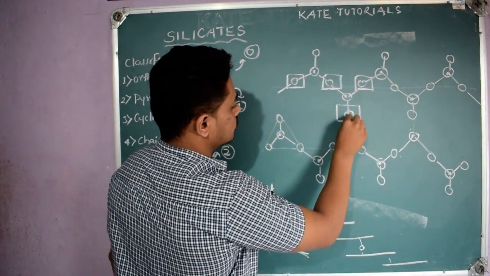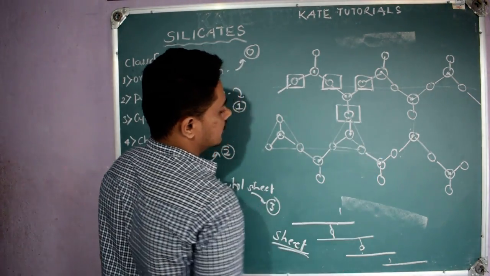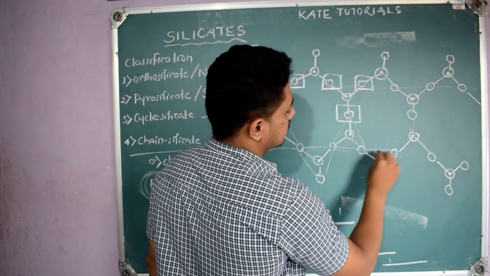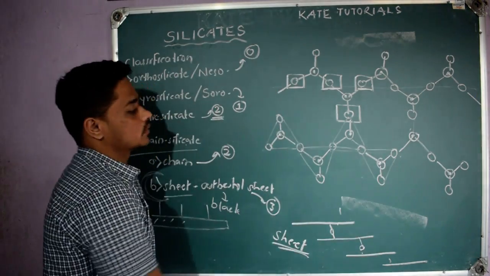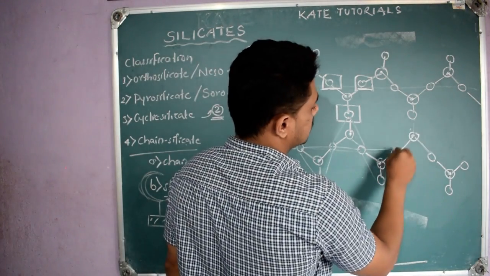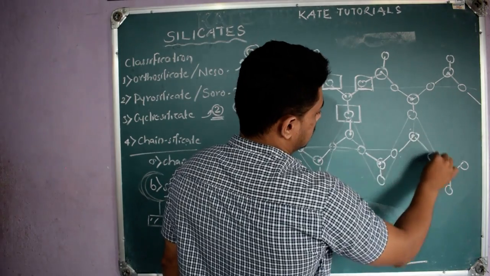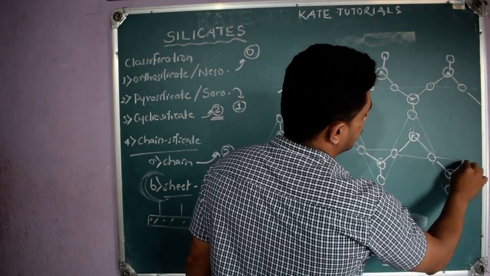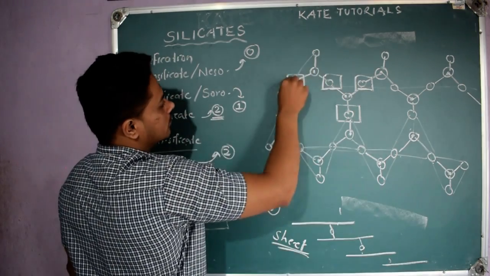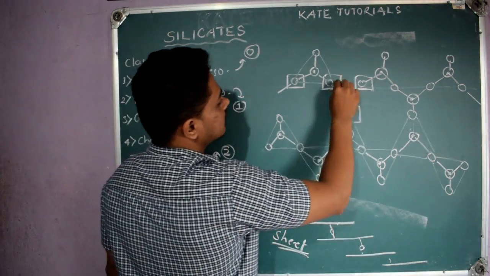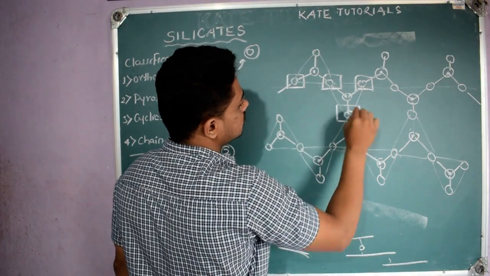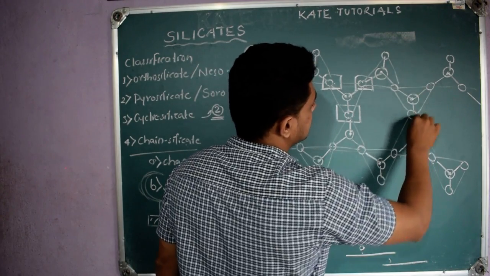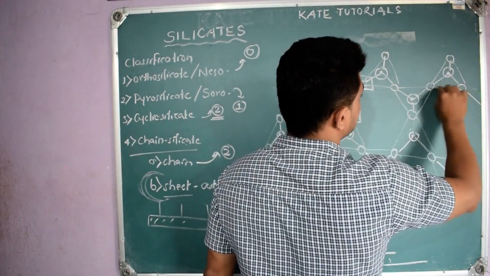These things you know, because we have studied this. So how 4 oxygen and 1 silicon means 1 unit like this. 4 oxygen, 1, 2, 3, 4, and 1 silicon is there. Similarly above also you can combine. So like this you will see in the lab and in textbooks. So this is the structure. I hope you got it nicely.